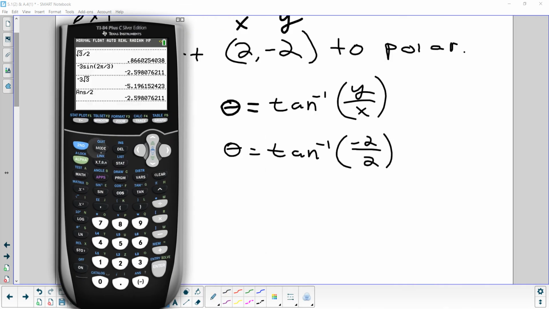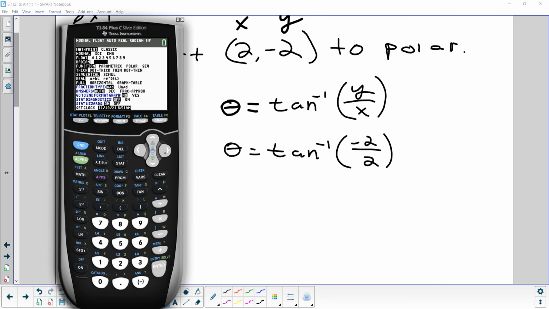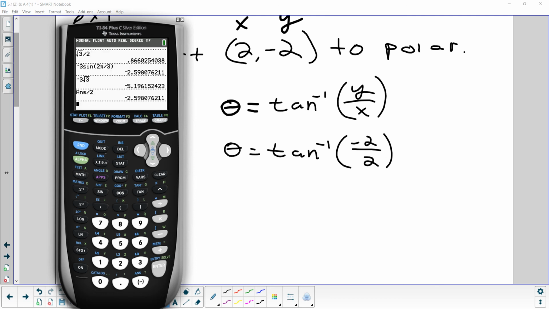Right, so I'm going to do this in degrees. Let's do second tangent. And again, if you want to type it in as -2 divided by 2, you can, but I know -2 divided by 2 is -1. And I get an answer of -45 degrees.